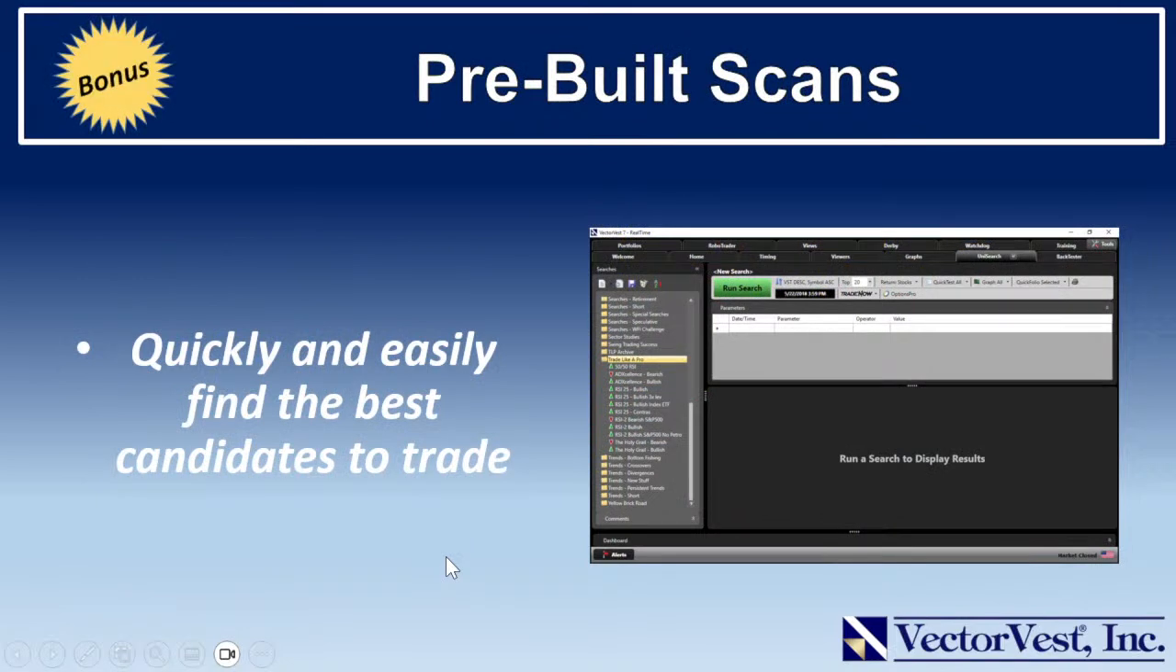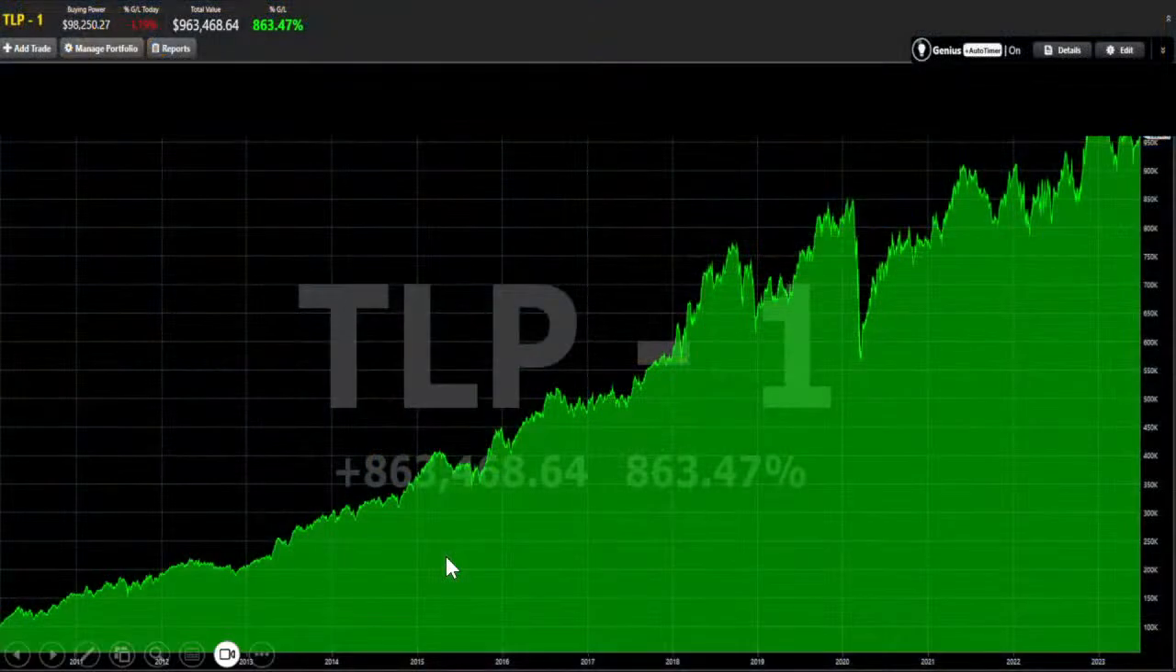And then finally, this is huge: exclusively for course attendees, you will receive pre-built scans that make finding your trades a breeze. I know I got a lot of questions: they teach us all of these techniques, how am I going to find trades? The legwork has been done already. I built these scans to quickly and easily find the best candidates to trade. And the great thing about these scans is they'll be automatically inserted into your VectorVest 7 program, so you don't have to build them yourselves. But these scans are exclusive to Trade Like a Pro students.